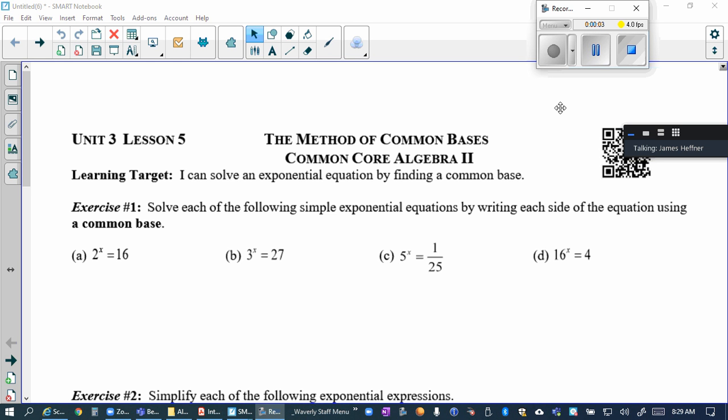Okay, so lesson 5, we're skipping lesson 4, all right? So we're going to look at solving some exponential functions, okay? Like how do you solve for an exponent, a variable up in the exponent? Well, they had this method of common bases, they call it. I don't think they're clear enough about it right now, so I want to give you a quick note here.